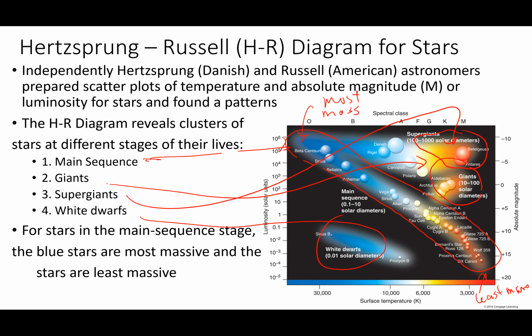The word is blue there. For the main sequence stage, the blue stars are most massive and the red stars are least massive. The blue stars are hottest, the red stars are coolest. Most people can buy into this. The problem with the massive star is it's so darn hot that it runs through its mass quickly, and so that's why they have short lives. These guys down here don't have much mass, but they're not pumping out a bunch of energy per second, so they can live a lot longer.